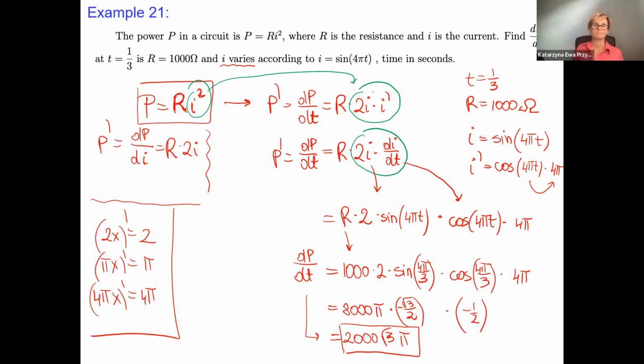With respect to time. I can skip the units, but it's like a power, whatever the units are for the power, over the time units. I don't know, seconds, time. We don't have it. But yes, this is important. That's I and that's I prime.